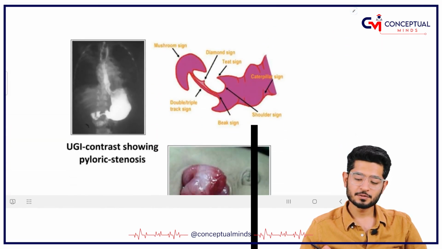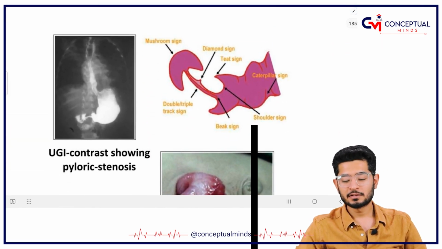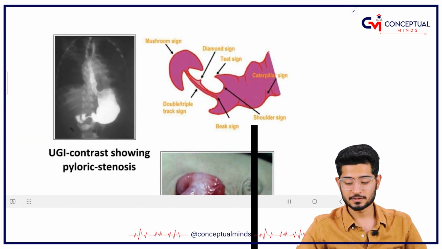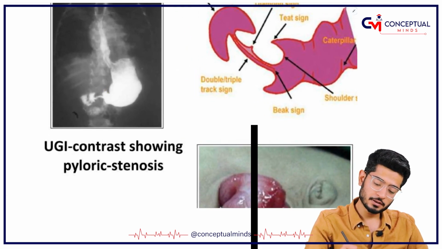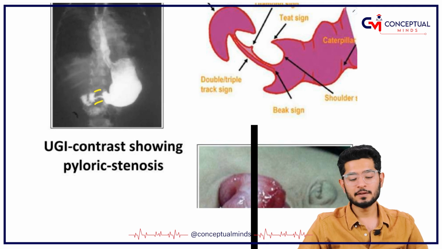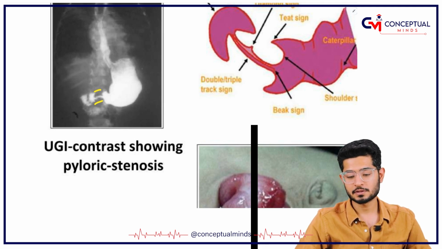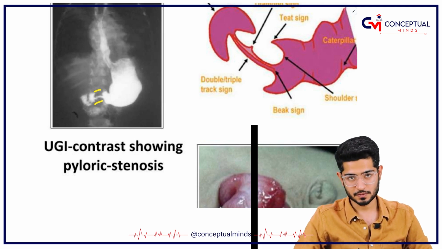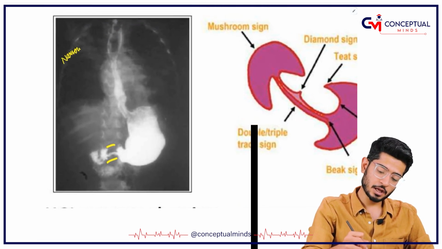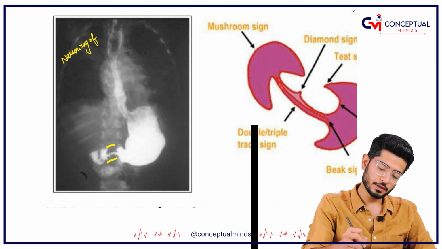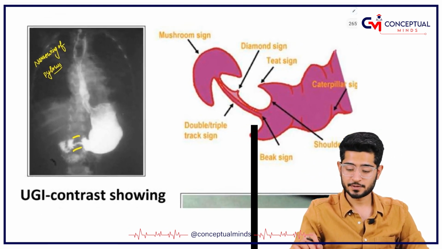So before I go into the theory of pyloric stenosis, let me show you what you mean by pyloric stenosis. Can you see this is the area where there is pylorus, and if the lumen is narrowed down, this is called as pyloric stenosis. Please remember that narrowing of the pylorus is what is called pyloric stenosis.